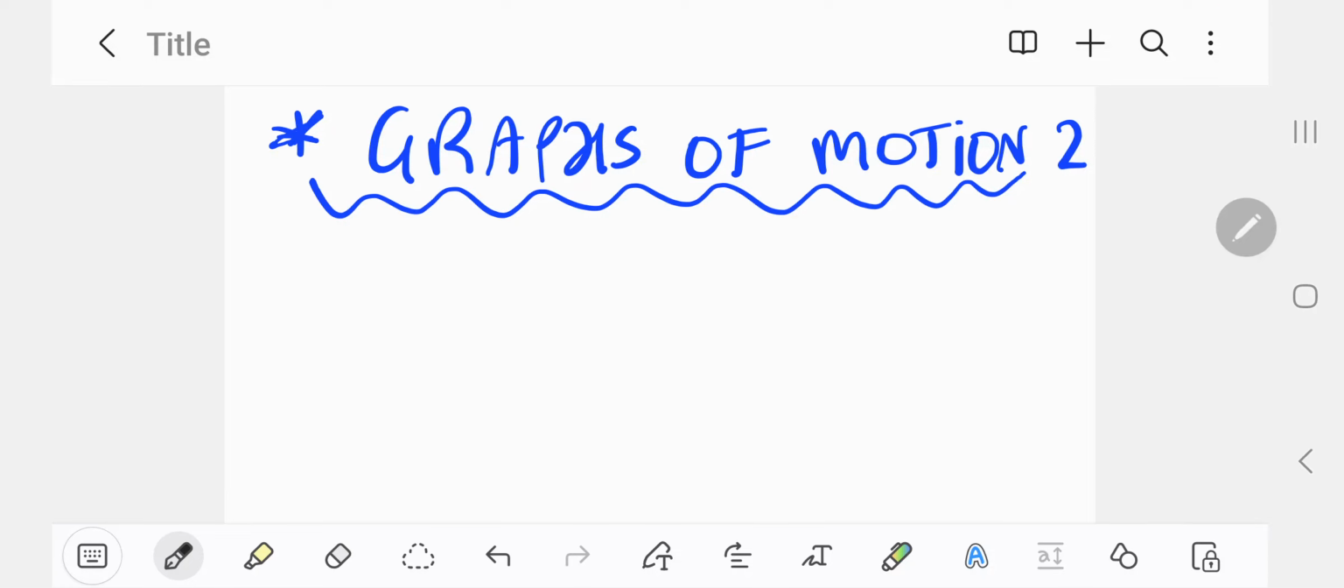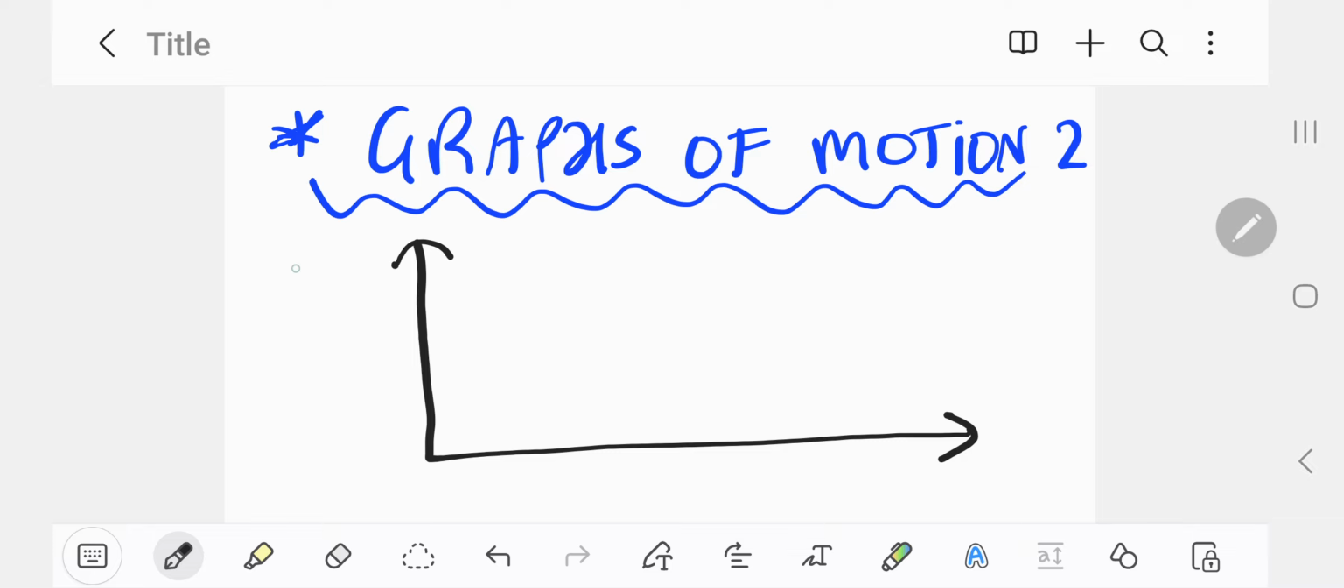This is part 3 of a series of videos I'm making for Year 10 Science on motion. This is graphs of motion part 2. So let's look at the following graph of displacement S, let's say meters, and time on the x-axis in seconds.